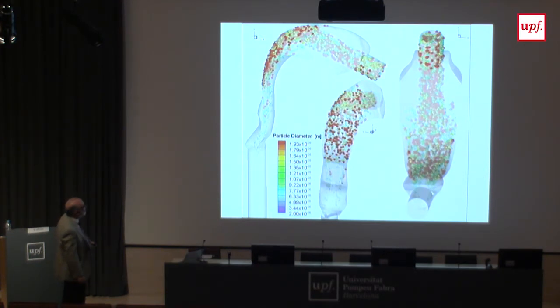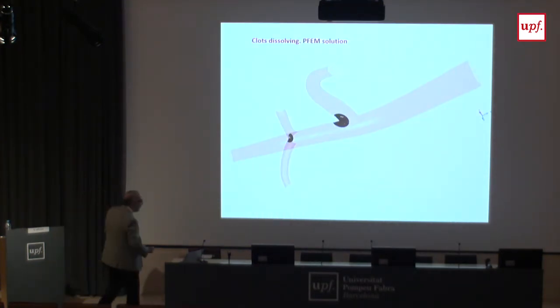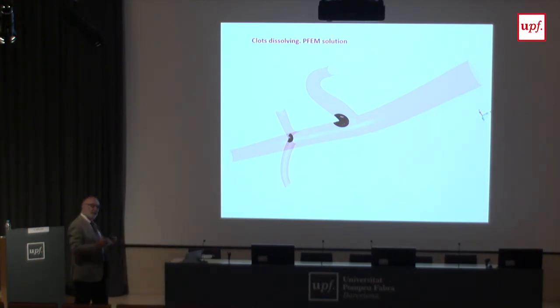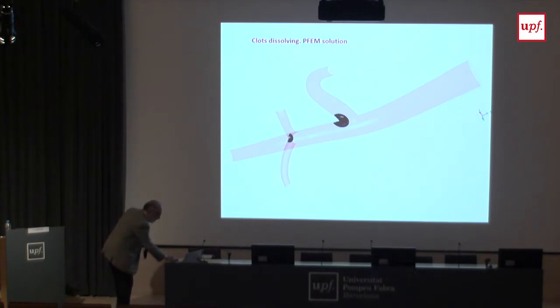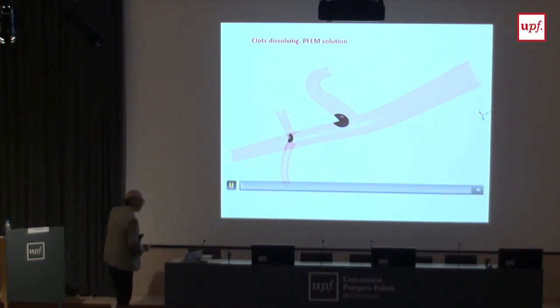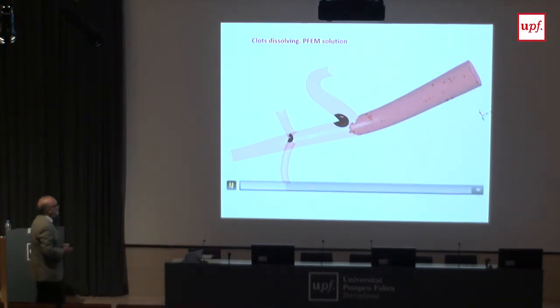Well, time is passing. This case we have solved in CIMNE. We have a clot here. We are going to have blood flowing, and we are going to use the same erosion method that I have explained for the riverbed to model how, as blood comes, the clot is eroding.